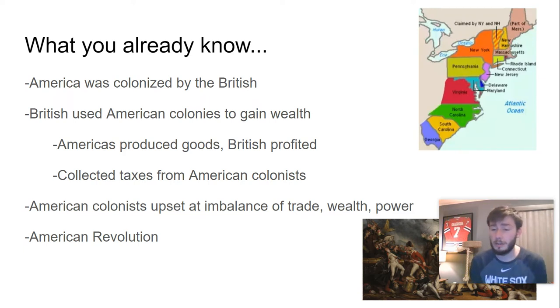So this led to the American Revolution. The American colonists wanted all the smoke. They got it. They told the British to come catch these hands. They did that. We won. And that's how the Americas started. So how does this play out with Africa? Because we're not talking about the Americas, we're talking about Africa.